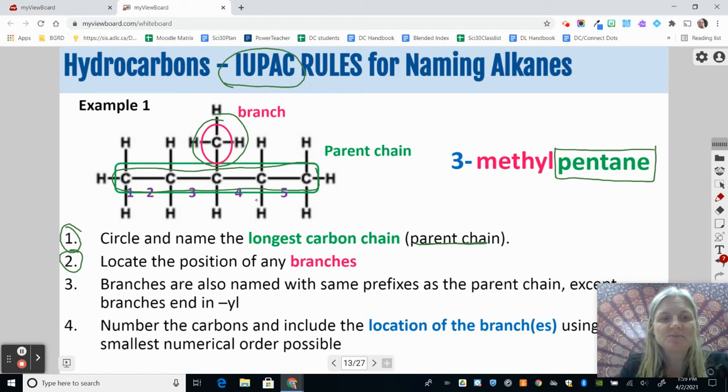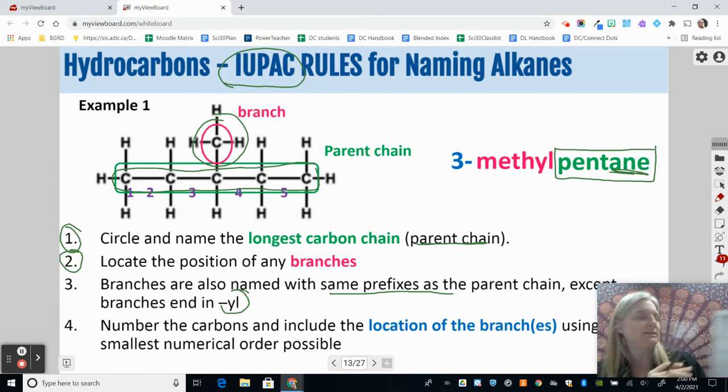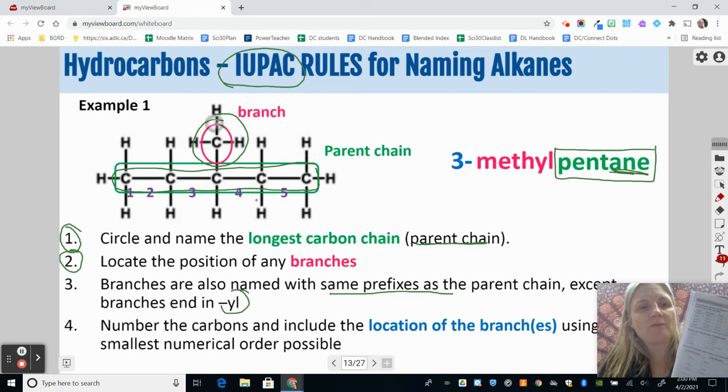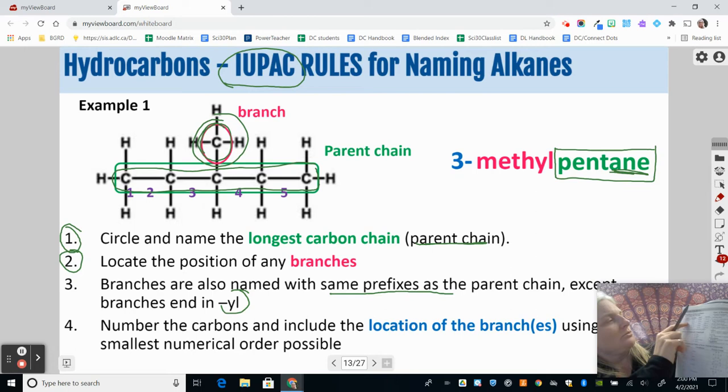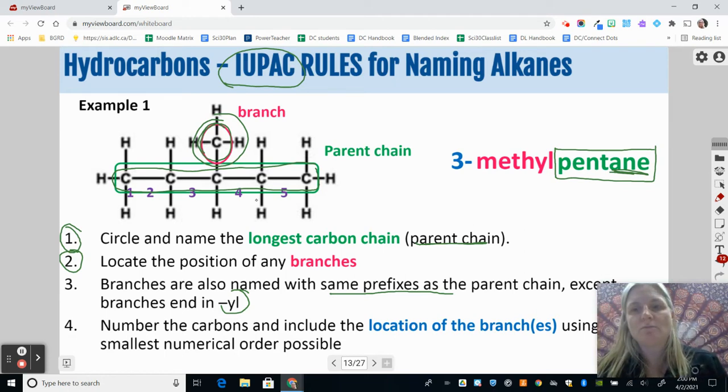So we need to name these branches. They're named with the same prefixes as the parent chain, except instead of putting "ane" at the end like we do for the parent chain, we put "yl" at the end. In this case, we have a 1 carbon chain, so we look up our 1 carbon chain. Meth is a 1 carbon chain. So methyl will be the name of this branch. Meth tells us it's a 1 carbon chain. Yl tells us it's a branch.